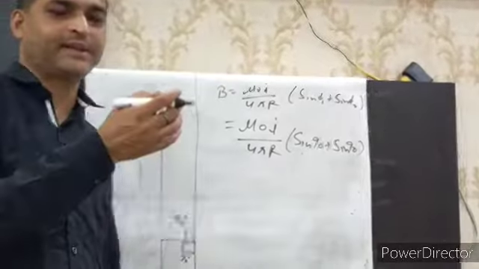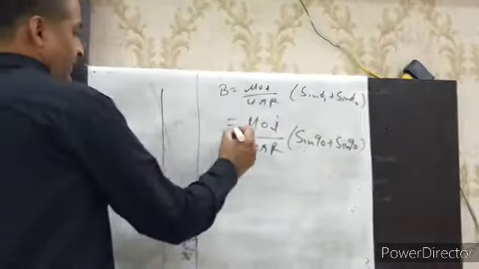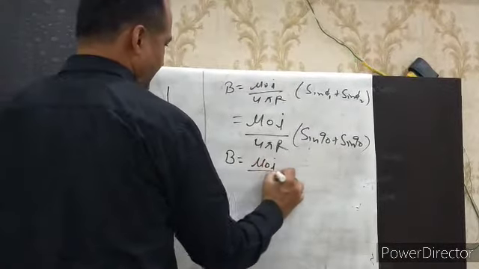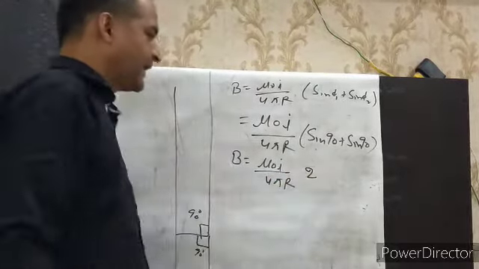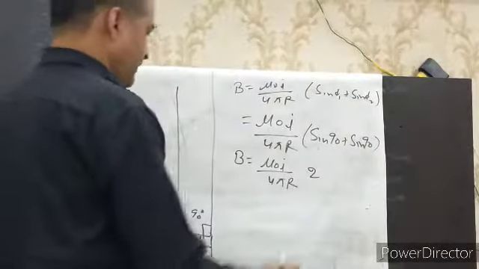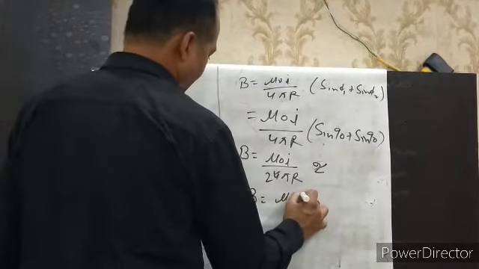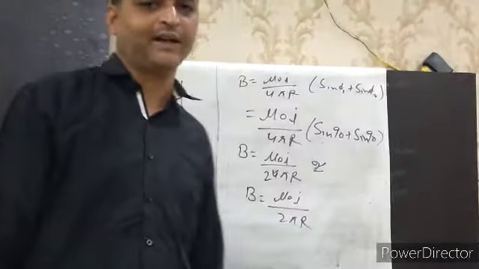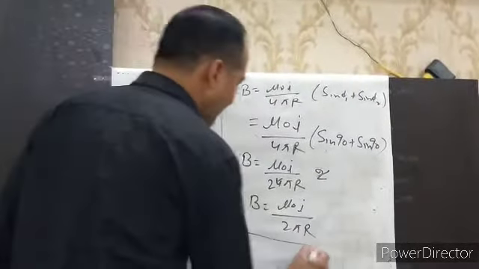There was a disturbance due to this AC. Sorry for that. B is equal to mu naught I by 4 pi r into 2 sin 90. 1 plus 1, 2. 2 2s are 4. This is B is equal to mu naught I by 2 pi r. Then the magnetic field due to infinite length of the wire near the center is mu naught I by 2 pi r. This you have to remember.